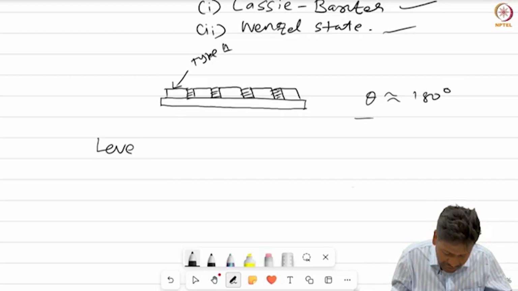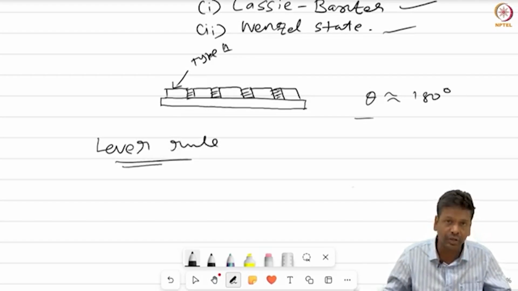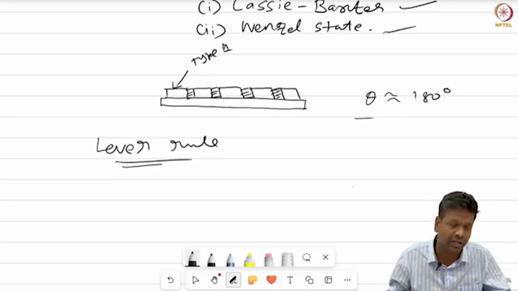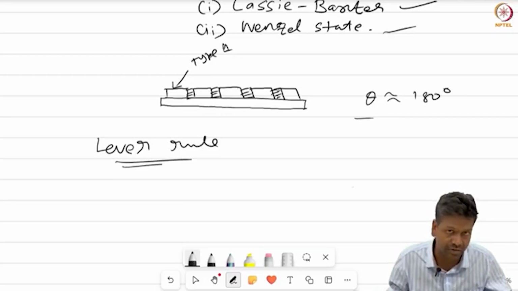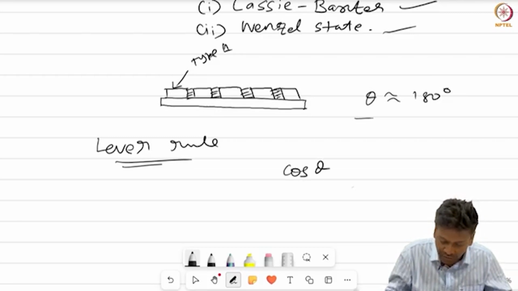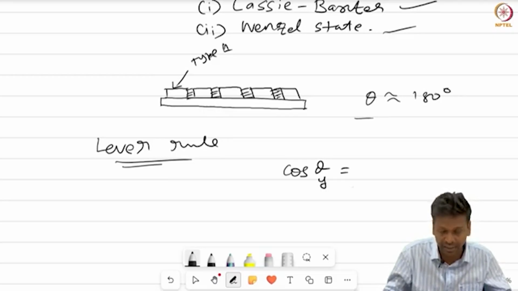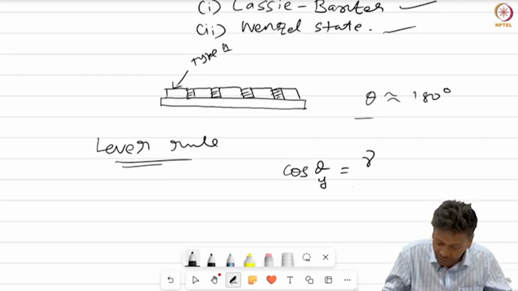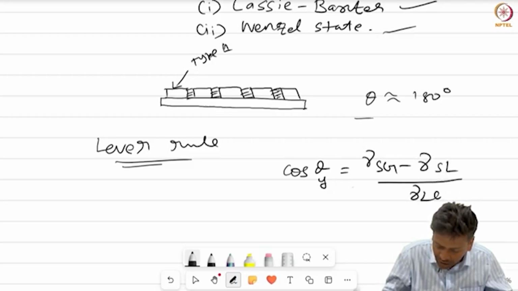So we always have used what is known as the lever rule whenever we deal with a mixture, or whenever we deal with a combination of properties, right? So in this case, we know the Young-Dupre equation. I denote the Young-Dupre equation with theta with Y as the subscript, so this is nothing but theta for the Young-Dupre case, right? Which is nothing but gamma Sg minus gamma Sl by gamma Lg.